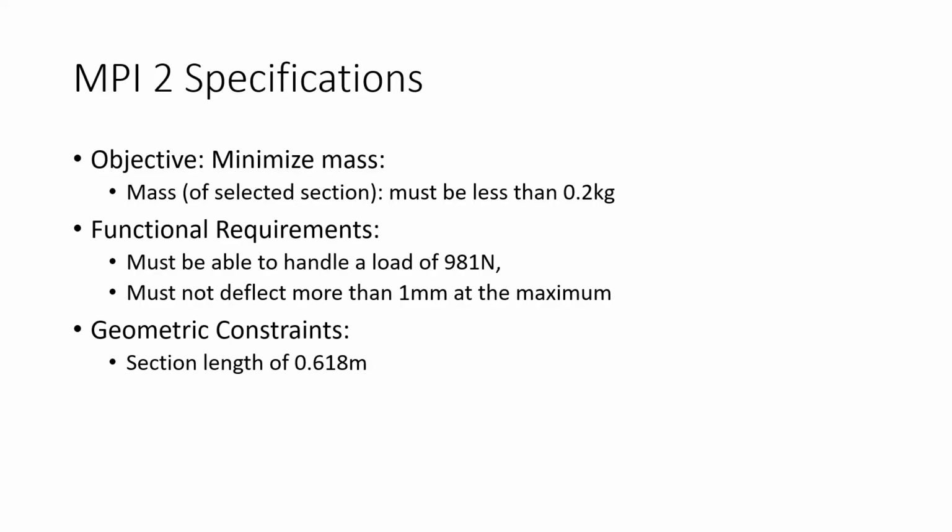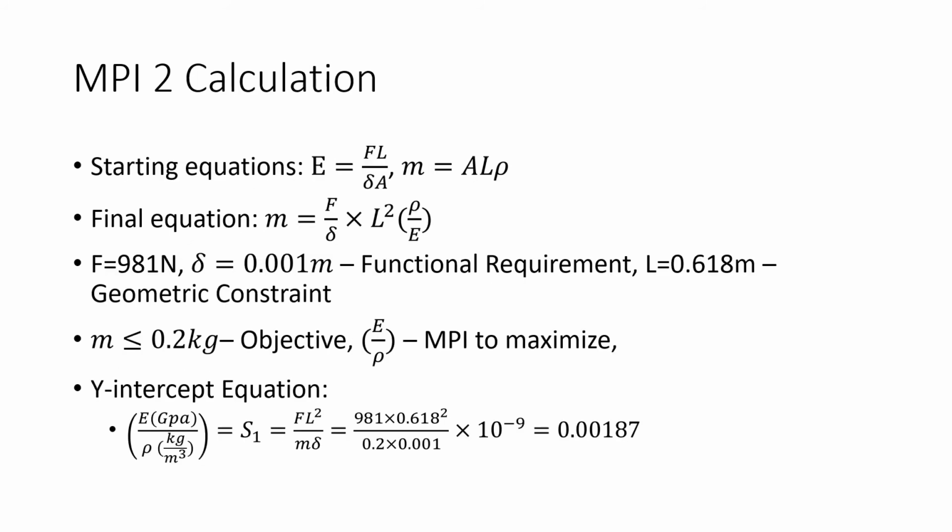Constraint values for the second MPI were the same as the first. However, this time we will be optimizing for minimum mass, and also have a functional requirement on deflection to be less than 1 millimeter at maximum limit. The same method for calculating the MPI can be shown here, this time optimizing for Young's modulus over density.